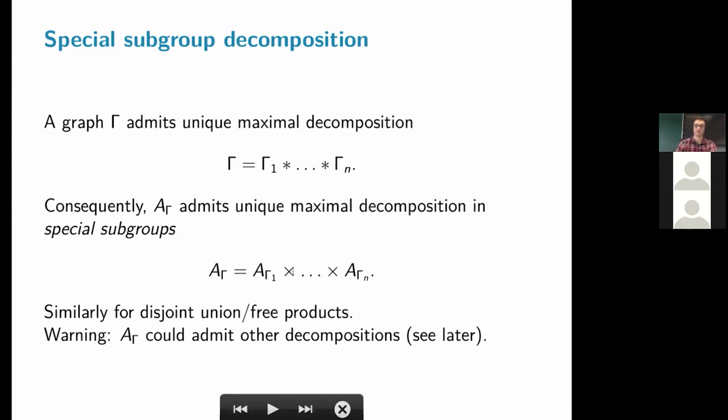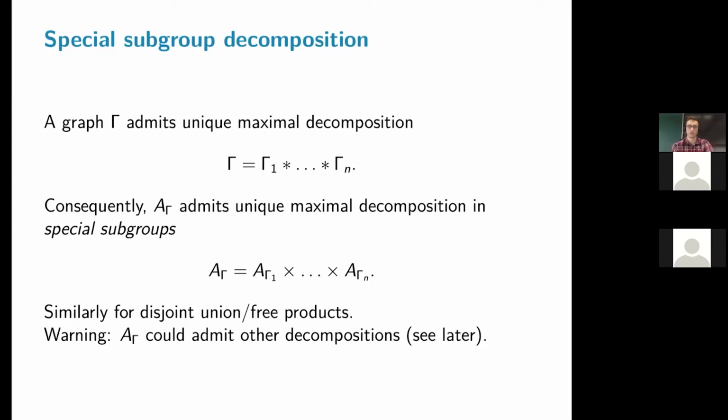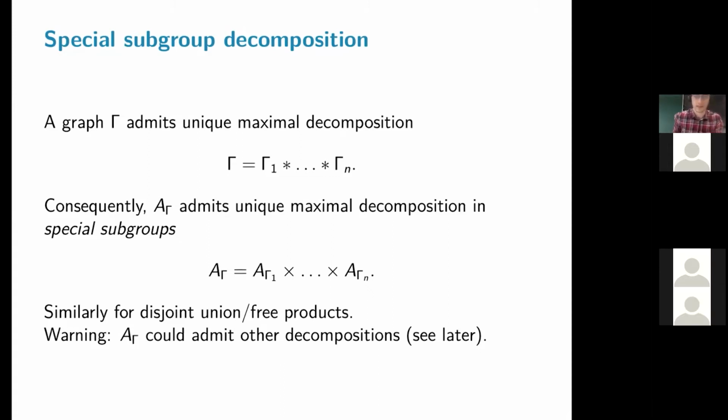So A gamma splits as a direct product of other right-angled Artin groups. And of course, the same you can do for disjoint unions on the level of graphs, which then translates into free products on the level of groups. So we have a nice decomposition, but I should warn you at the moment that I do not state that this is the maximal decomposition as a direct product. It could be a priori that your right-angled Artin group admits other decompositions as a direct product, perhaps not as a direct product of right-angled Artin groups, but in some other complicated way. But more on that later.